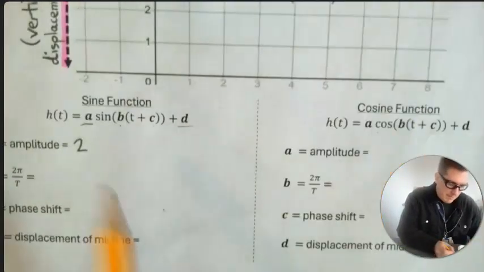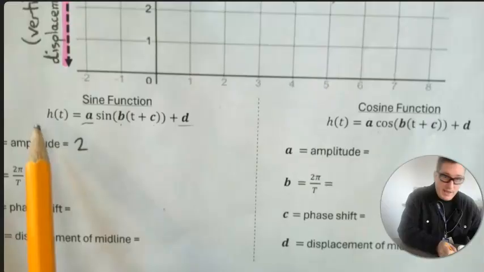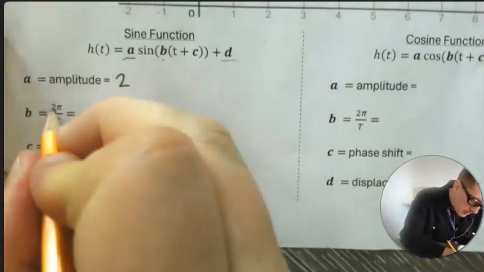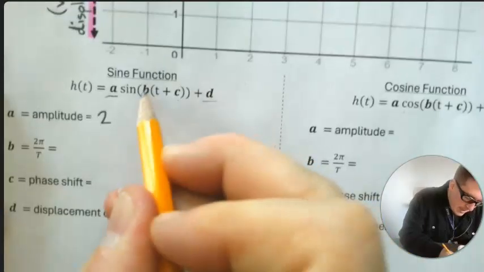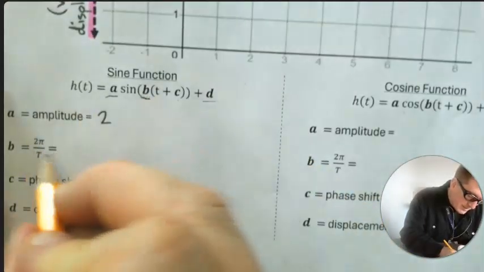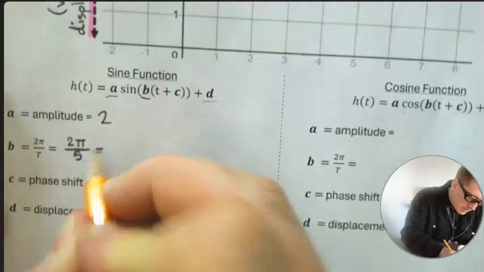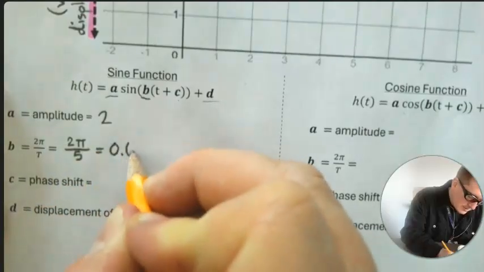Now, you're going to notice that period is not in my function over here. You have to memorize this formula. The b right here is 2 pi divided by the period, so 2 pi over 5. If I wish, I could say 0.6 pi.